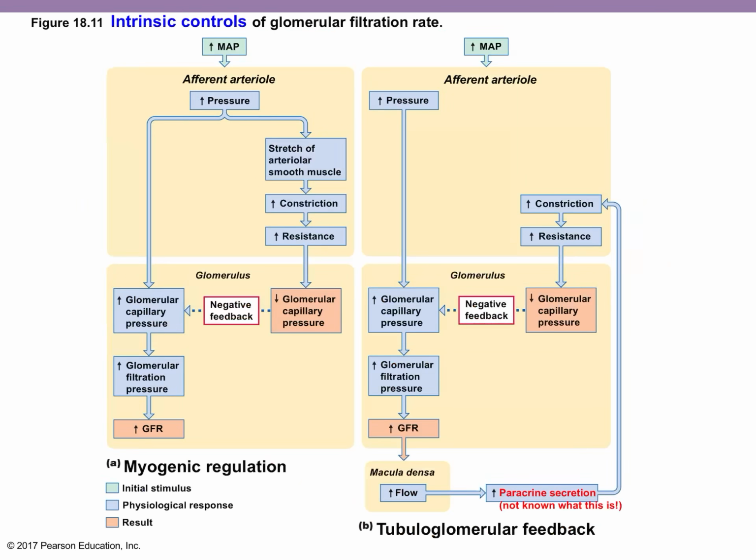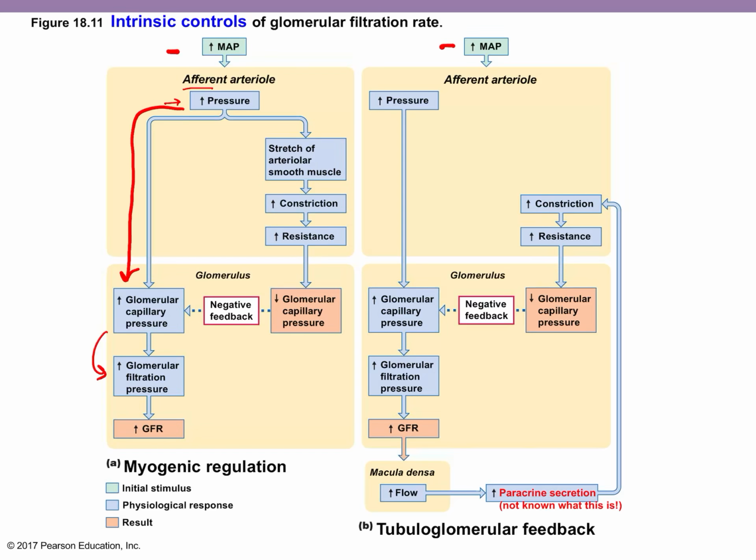So there's two ways that your kidneys can do this, and this is intrinsically and then extrinsically. So intrinsically, there's two ways. So here we're feeling an increase in blood pressure in both of these scenarios. Let's just follow one. So let's just look at our increase in blood pressure. So we have our afferent arteriole here, feeling that increase in blood pressure.